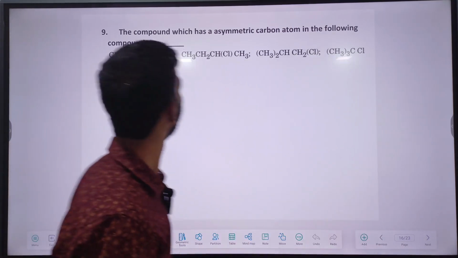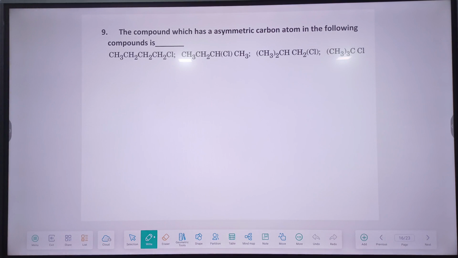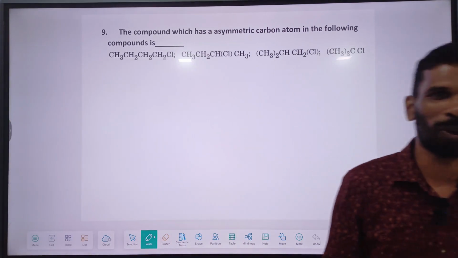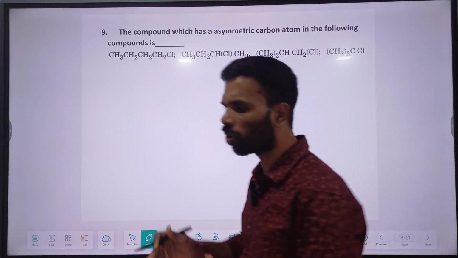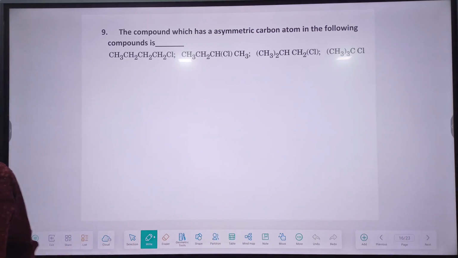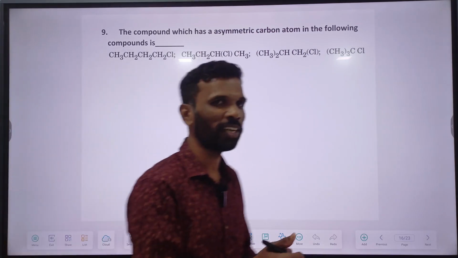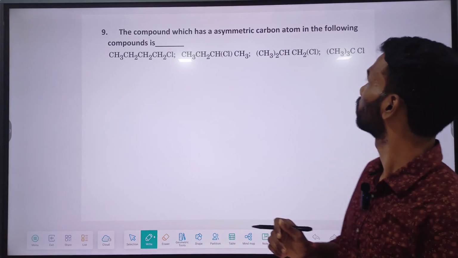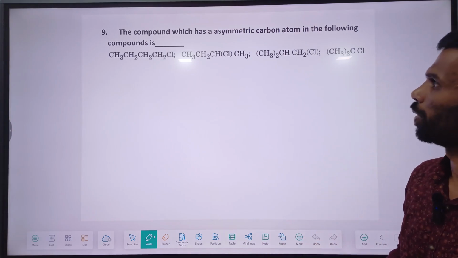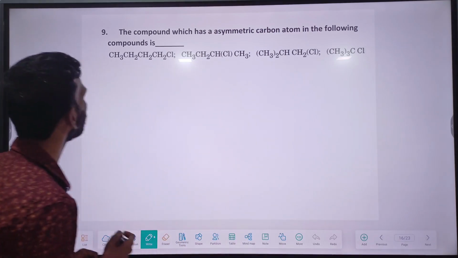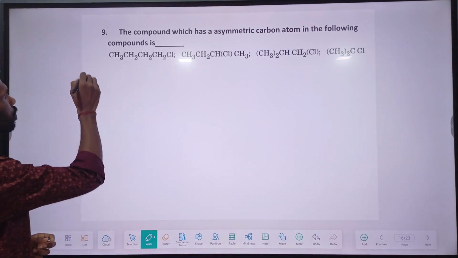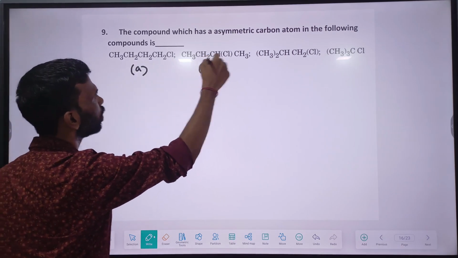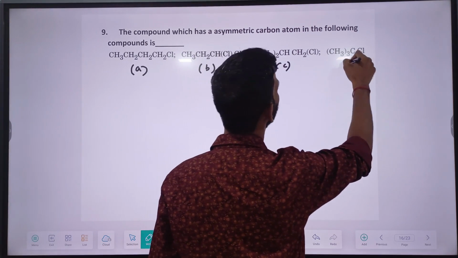Now, which compound has an asymmetric carbon atom among the following compounds? Now you know, one example I have solved. What is asymmetric and symmetric carbon? You can also solve this. Pause the video for some time and try to decode the structures and understand which compound has an asymmetric carbon atom. If you write the structures, I'll just write this as A, not an MCQ, then C, and this as D.